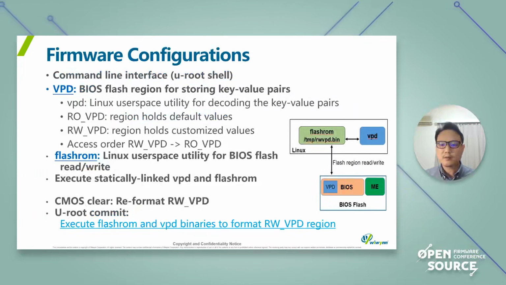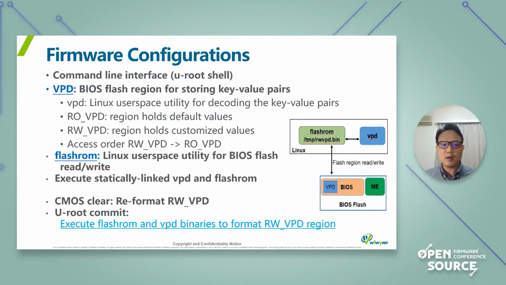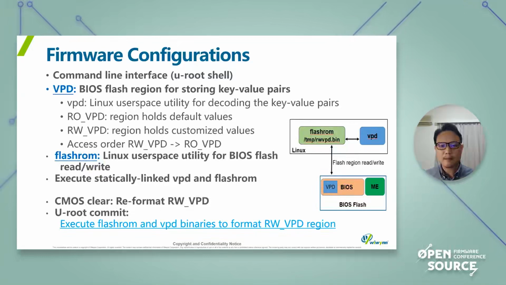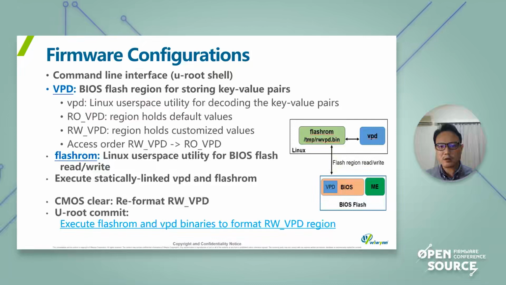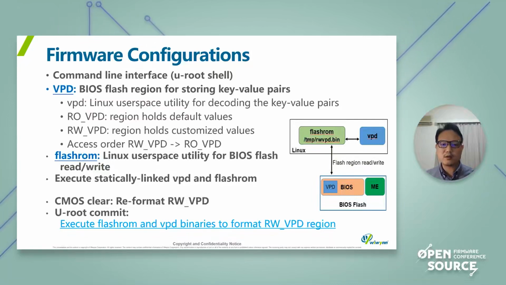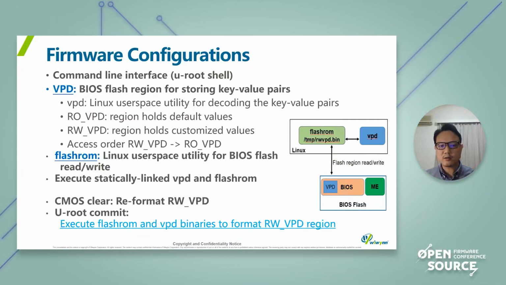Firmware configurations. We use a command line interface, Euro shell, for firmware configuration. The firmware configurations are stored in a BIOS flash region called VPD. As the firmware configurations are stored as key value pairs, there's an open source Linux utility called VPD that can decode the key value pairs.